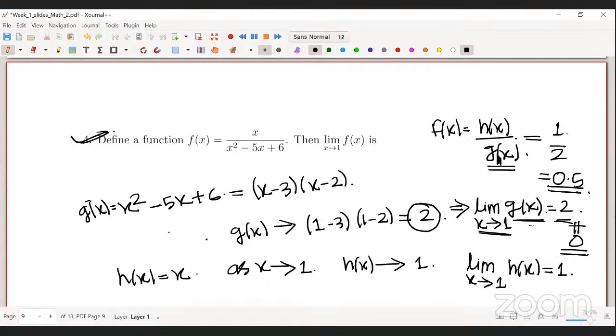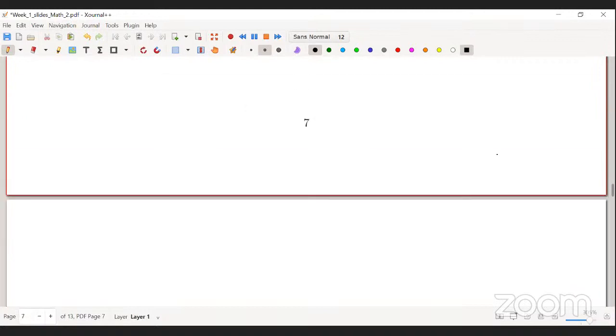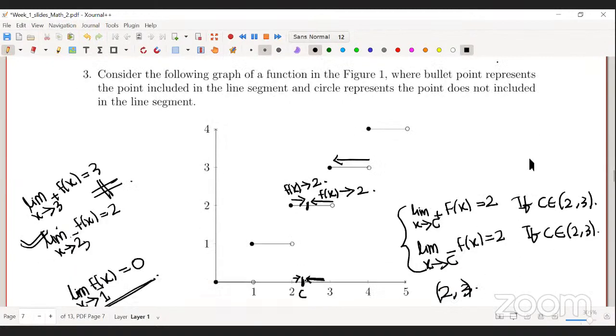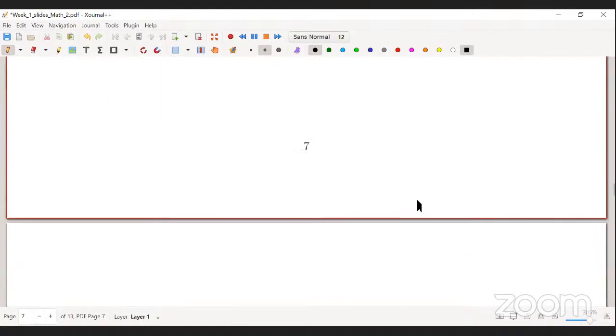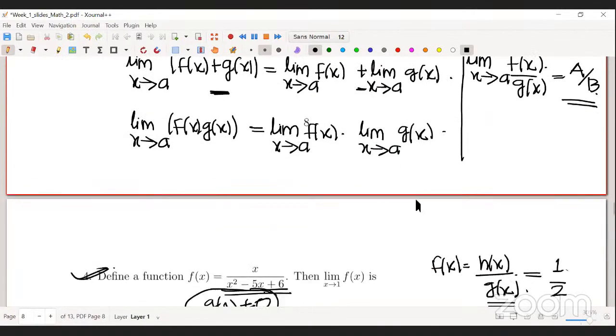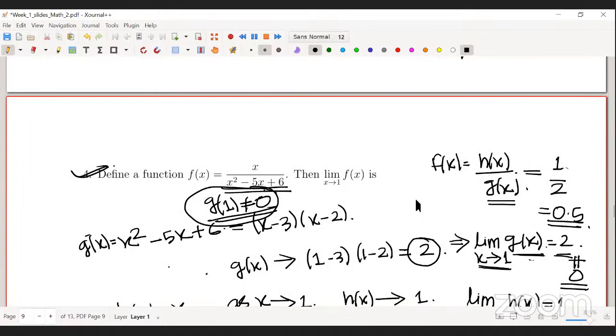As some of you already suggested, you can directly put x is equal to 1 here. You can put it because g of 1 is non-zero. That's why you can substitute, but you cannot do the same trick for all functions. For example, for this particular function, you cannot do the same trick, because before substituting 1, you have to make sure that both the limits exist and they are equal.